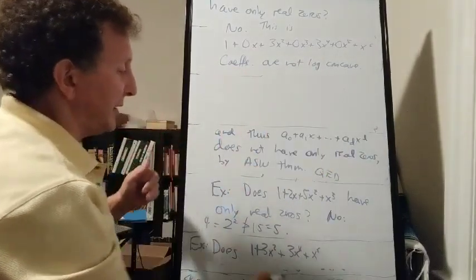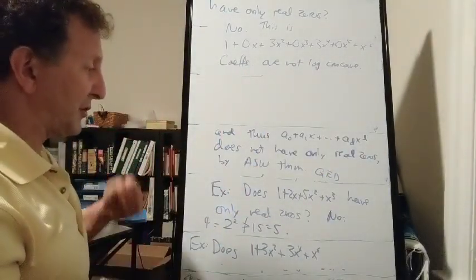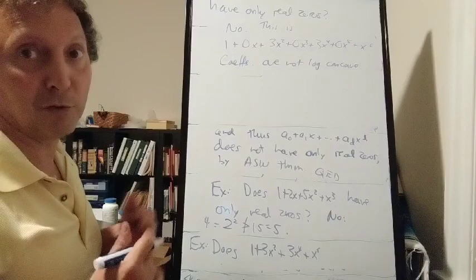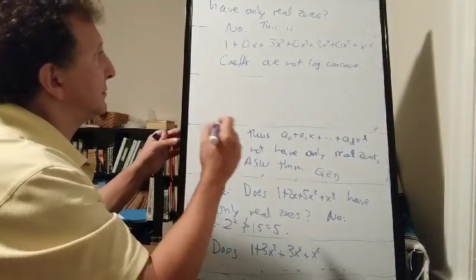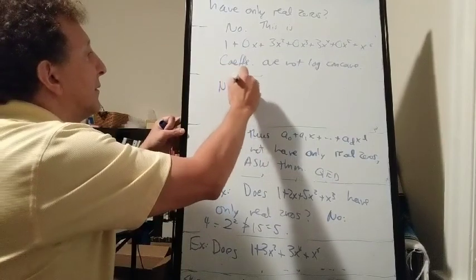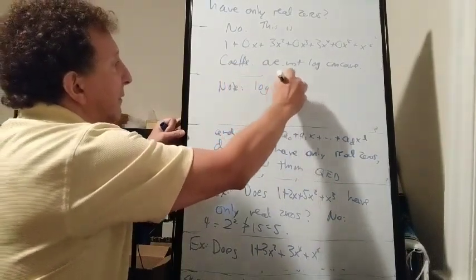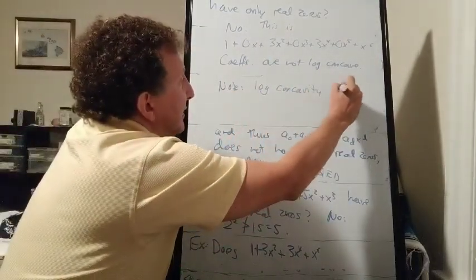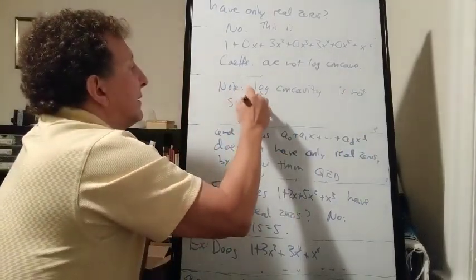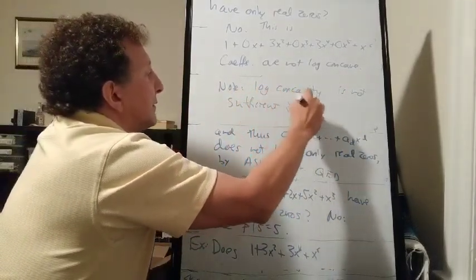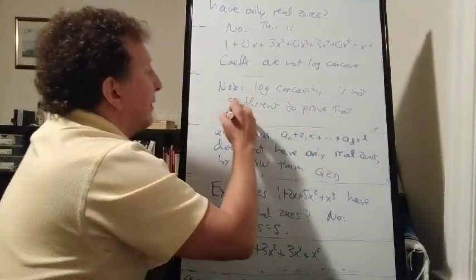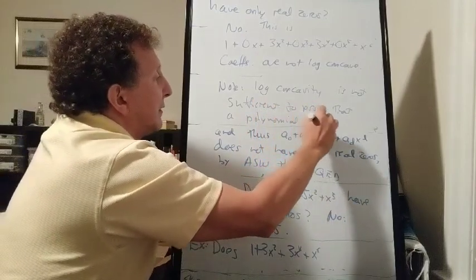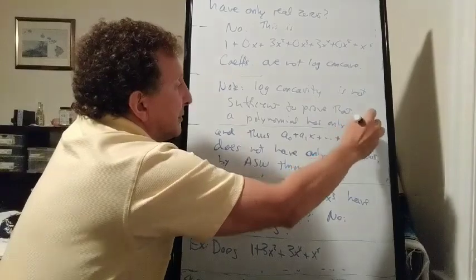So we can use log concavity and unimodality to prove that a polynomial does not have only real zeros, but they're not sufficient conditions to prove that a polynomial does have only real zeros. Log concavity implies unimodality, so log concavity is not sufficient to prove that a polynomial has only real zeros.